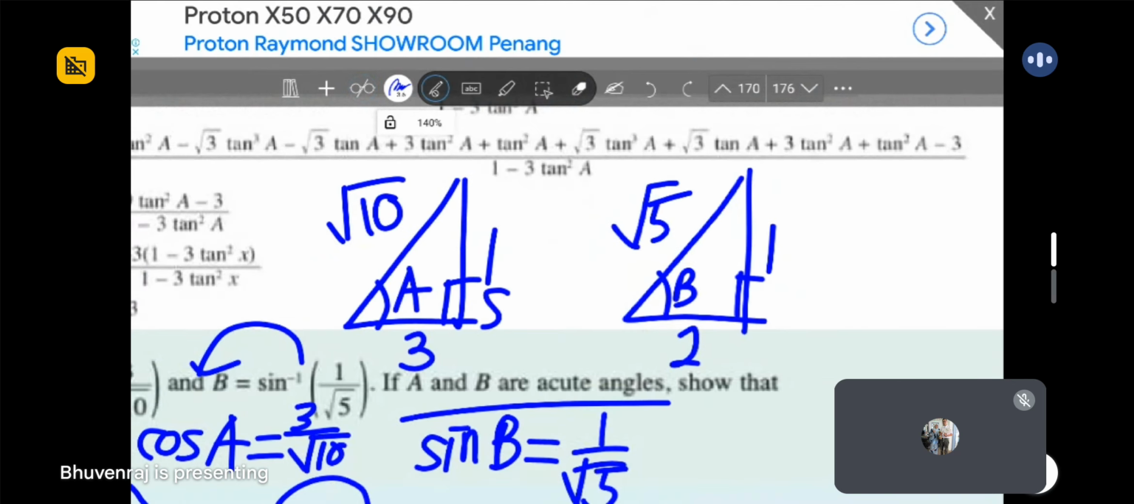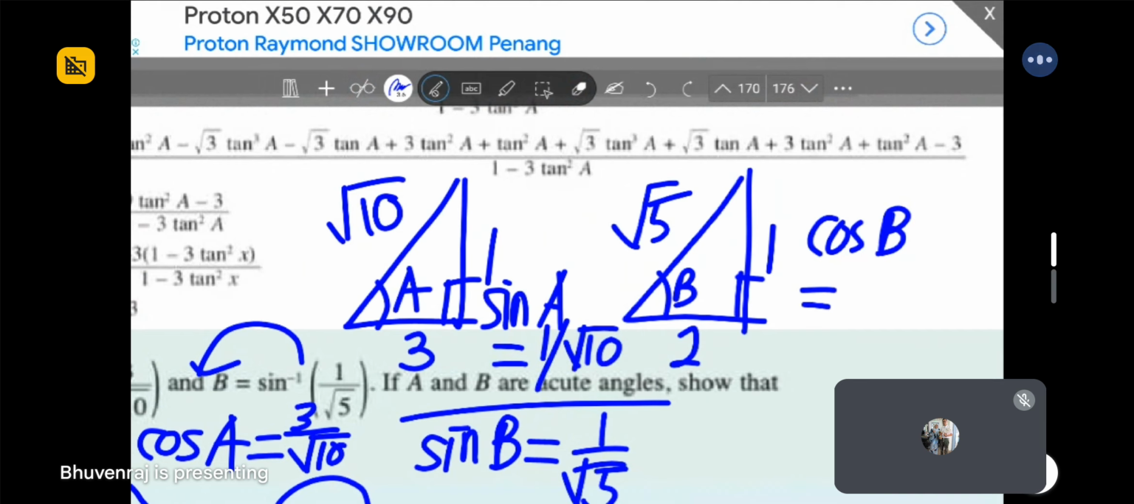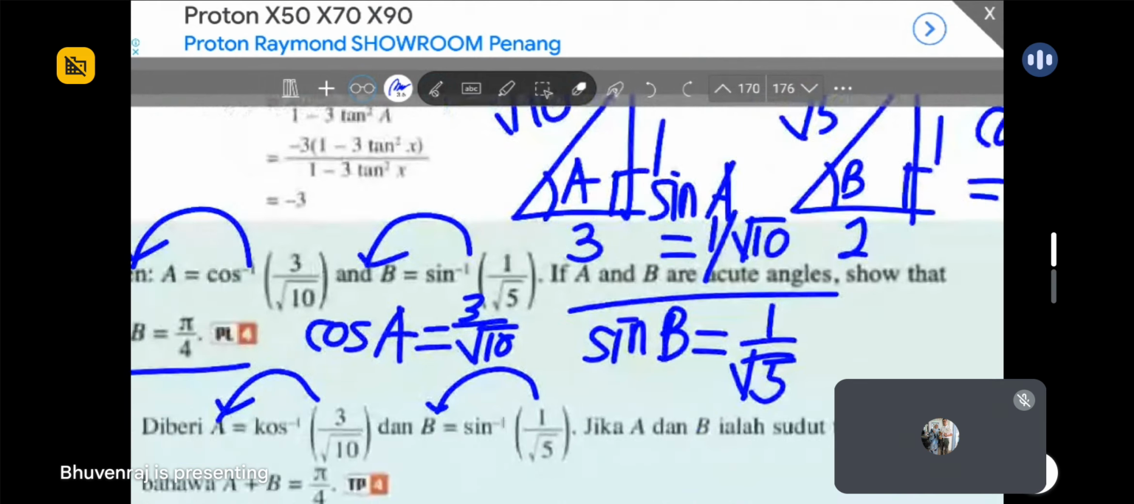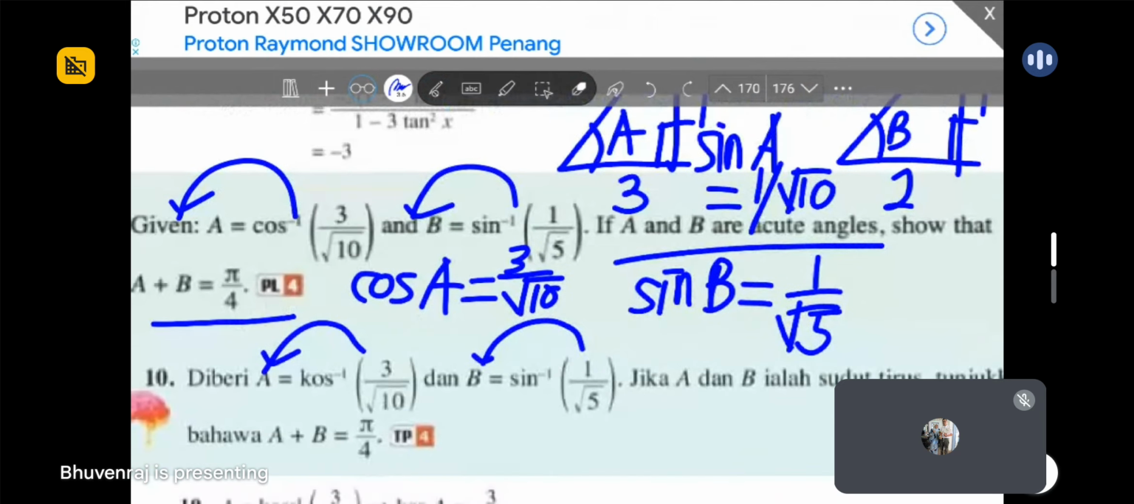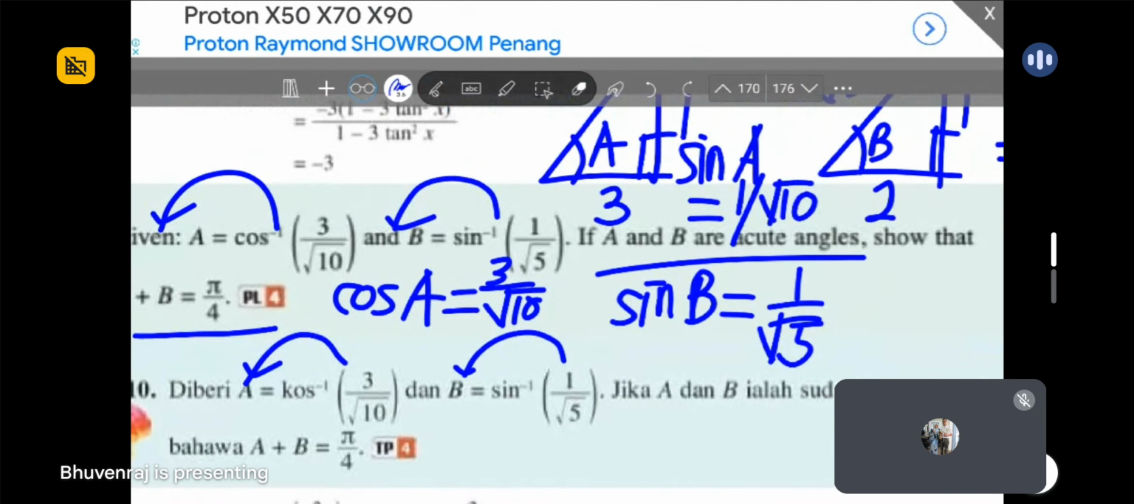Okay, so over here sin A is opposite over hypotenuse, so 1 over tan. And then cos B over here is 2 over 5. Okay, so you can already start. So guys, you want to show that A plus B equals pi over 4. So you must think and see, how are you going to show this?